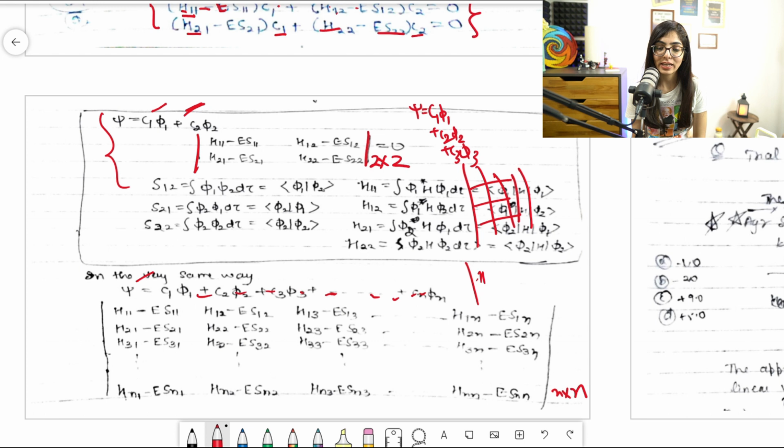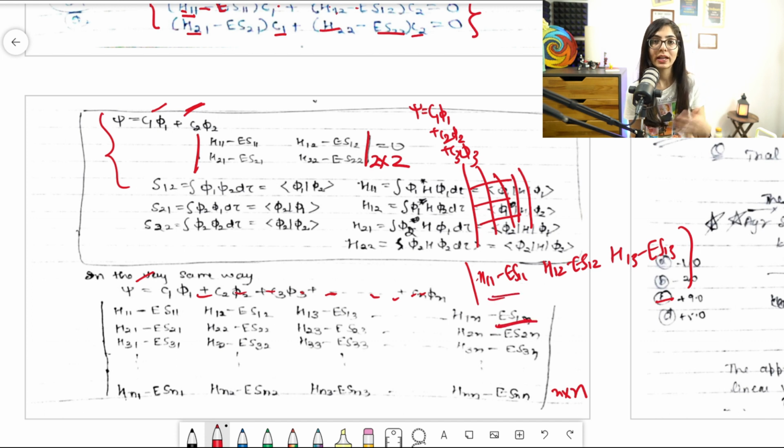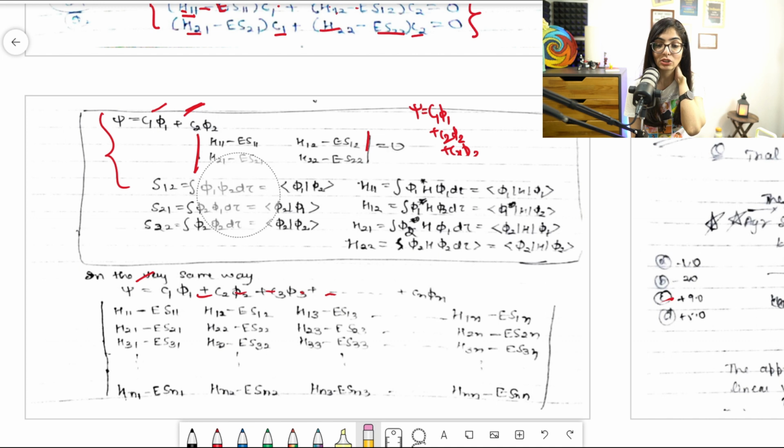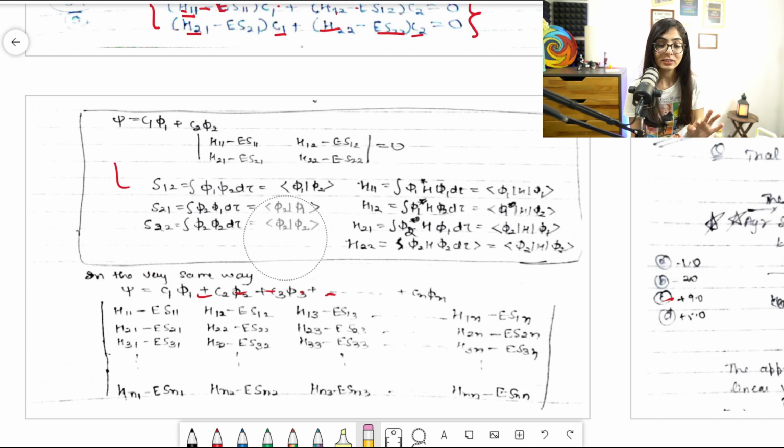It would be like this: H11 minus ES11, H12 minus ES12, and then H13 minus ES13, like that, till 3 number. And same with here, 2 more rows will be there, and like that the matrix will be made. Clear? I hope there is no problem in this, and in the next lecture I'll be taking one question based on this.